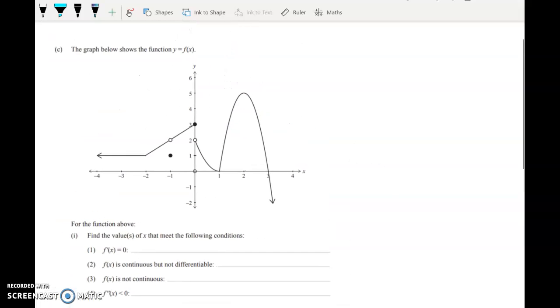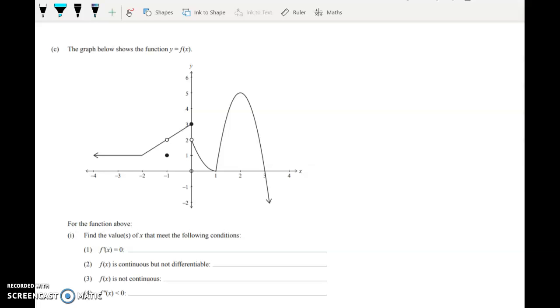So here's the weird graph. Find the values of x that meet the following conditions. Where is the gradient 0? Well, it's 0 back here until we get up to there, and then it's going to be 0 again here, and that's about it, I think. So x strictly less than -2. The gradient's not defined here, so that's not a point, and then at x equals 2.